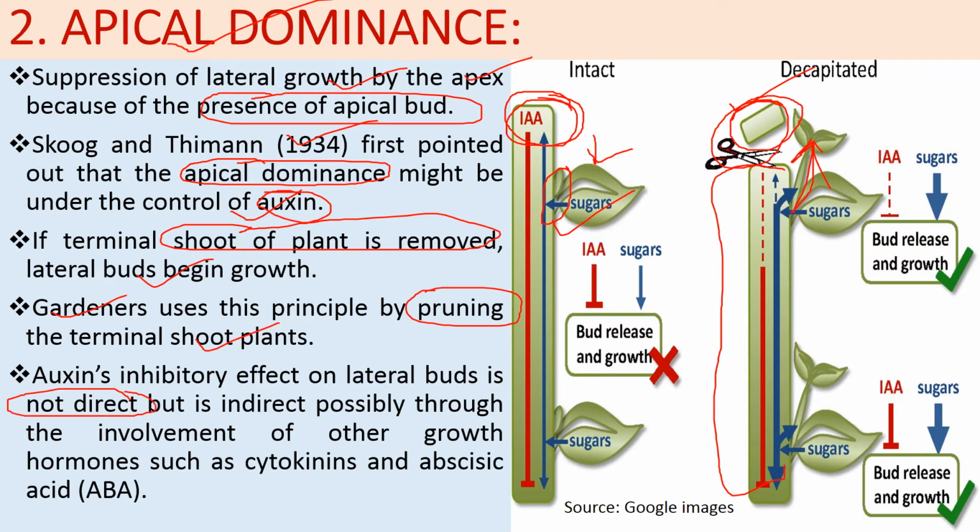So auxin's inhibitory effect on lateral bud is not direct. ये direct effect नहीं है, but it is indirect, possibly through the involvement of other hormones like cytokinins and abscisic acid. So lateral buds में दो और hormones important role play करते हैं, जो cytokinin है और ABA, which plays an important role in this dormancy of lateral bud that we will know in upcoming slides.